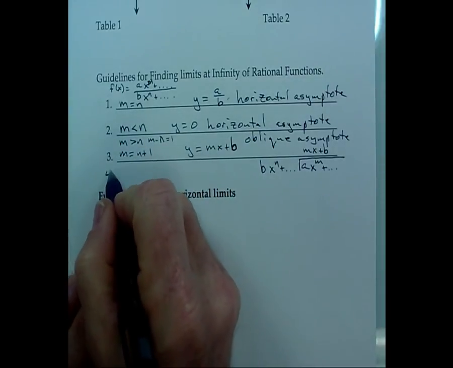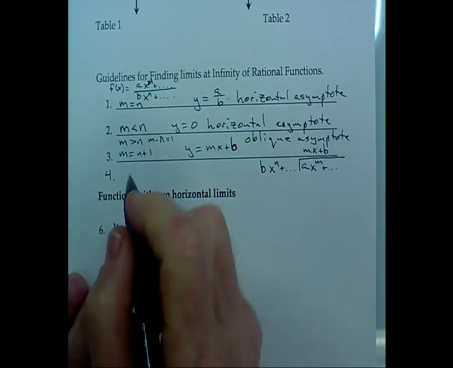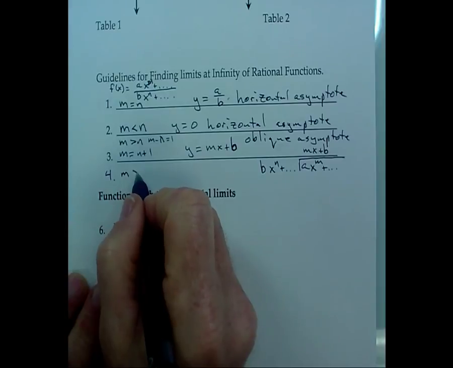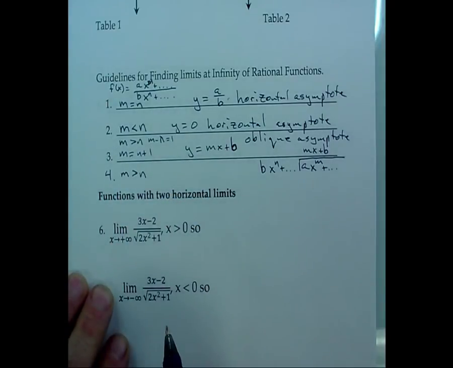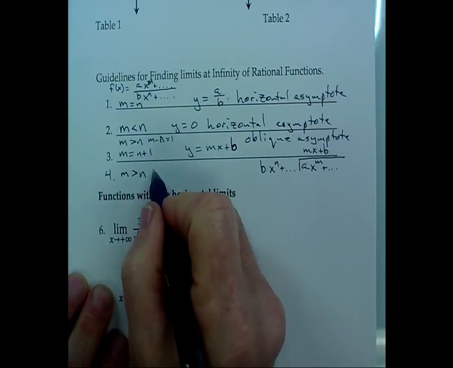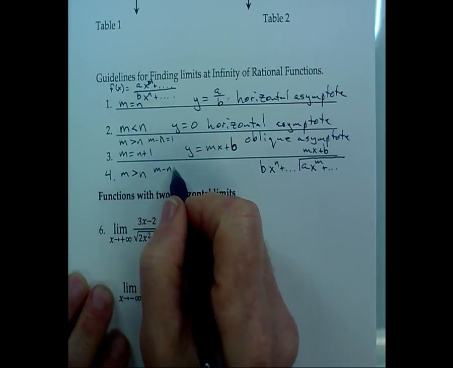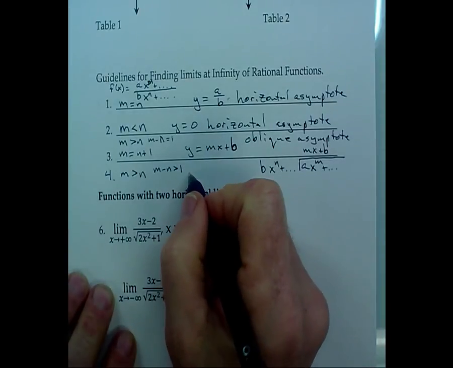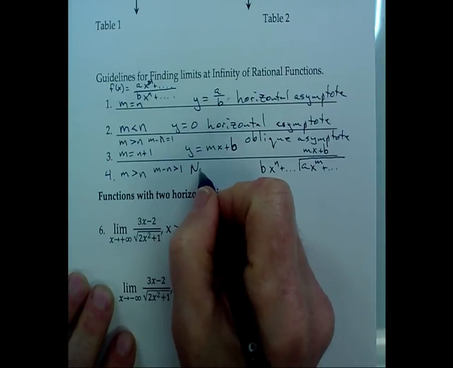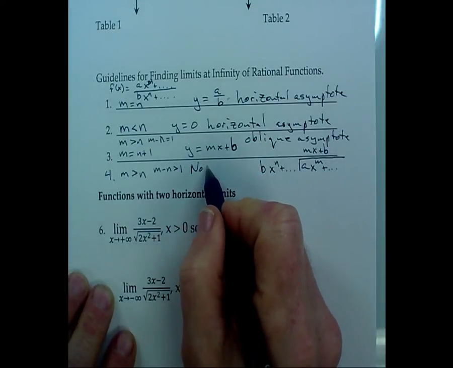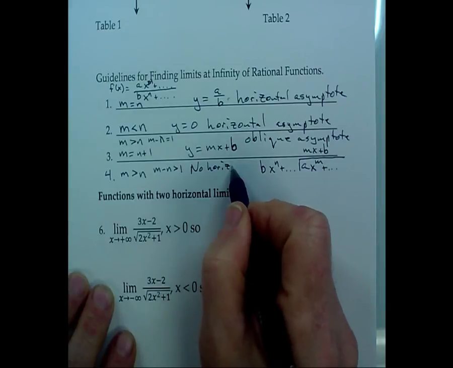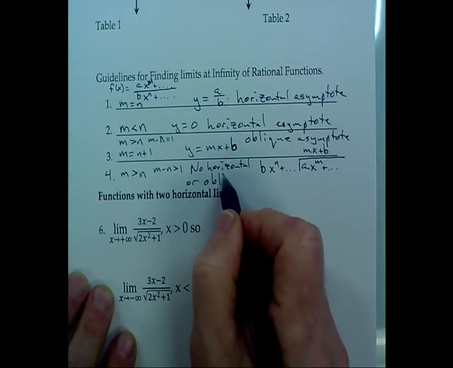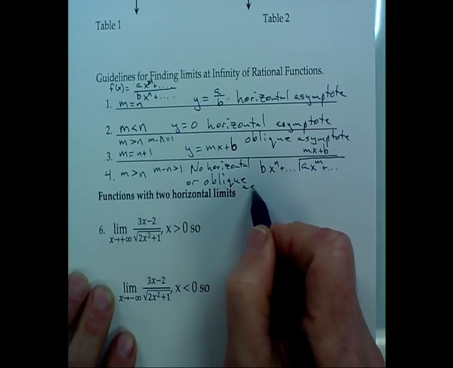I'm going to put a fourth one in here. If m is simply greater than n, where m minus n is greater than 1, so you get 2, 3, 4, 5, no horizontal or oblique asymptote.